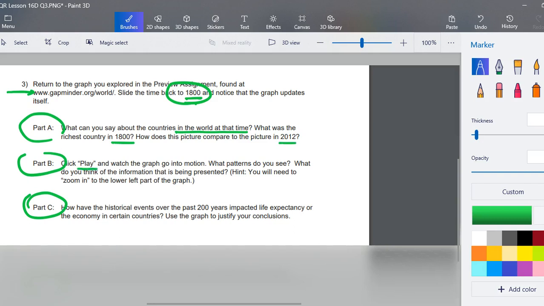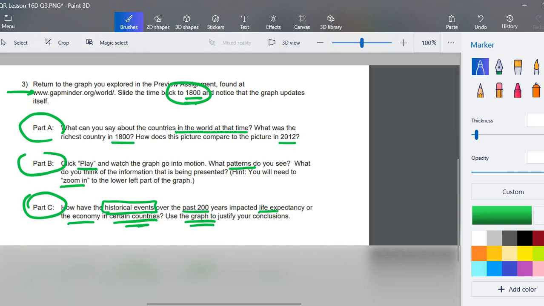We're going to play it, watch it go into motion. What kind of patterns do you see? And you're going to have to watch fast and probably hit pause and replay. I would look at it a couple of times and focus on different parts of the graph each time you hit play. It mentions we need to zoom in. How have the historical events, wow, this is really a cool lesson, over the past 200 years impacted life expectancy or the economy in certain countries, and use the graph to justify your conclusions.